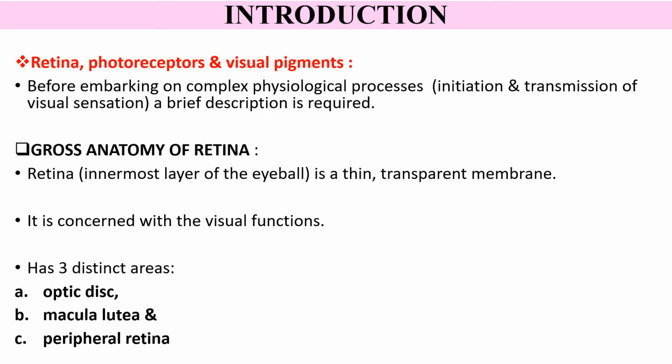The retina, or the photoreceptor layer, is the innermost coat of the eyeball. It is a thin, transparent membrane. It is concerned with the visual functions. Grossly, the retina has three distinct areas: optic disc, macula lutea, and peripheral retina.